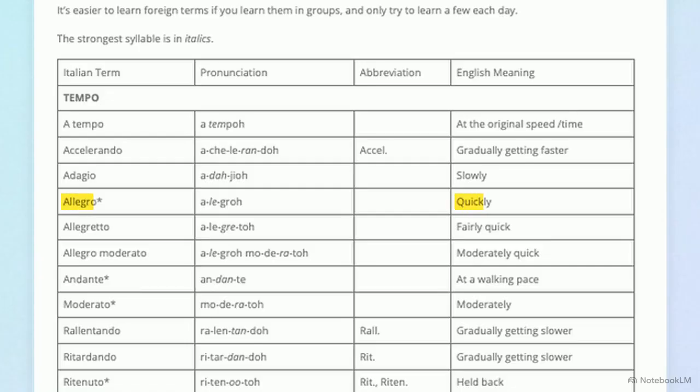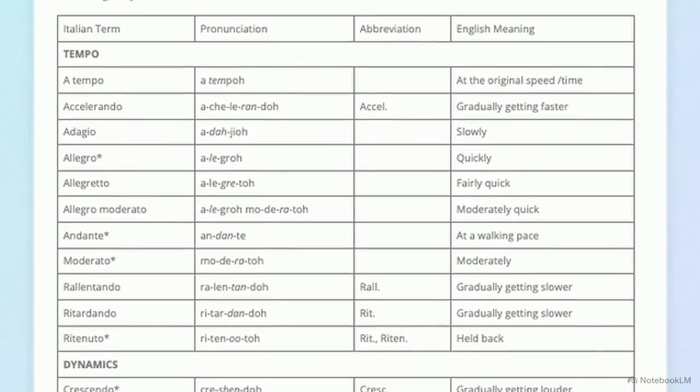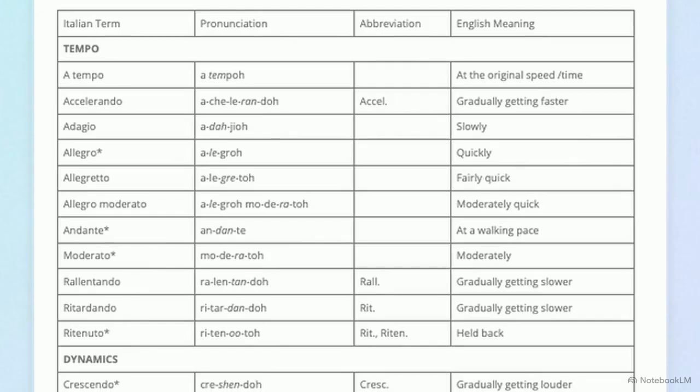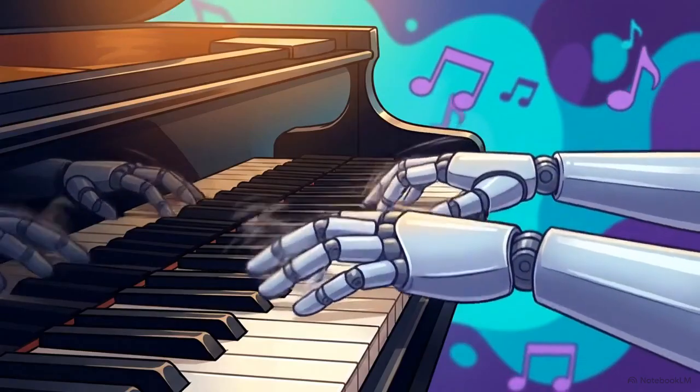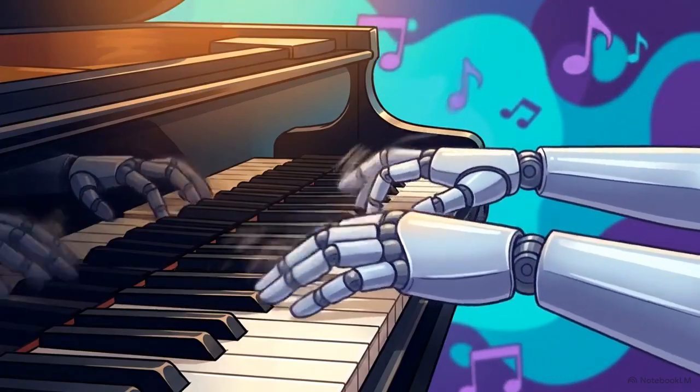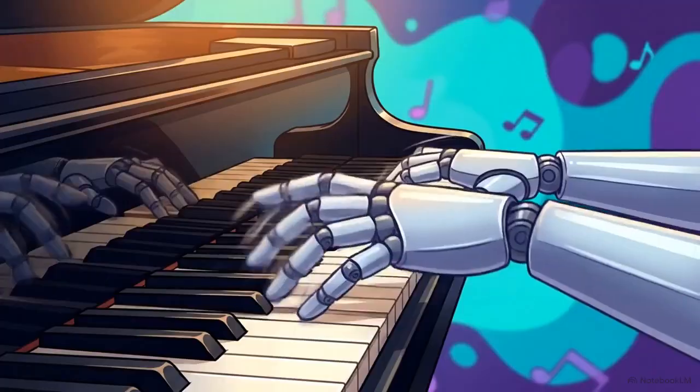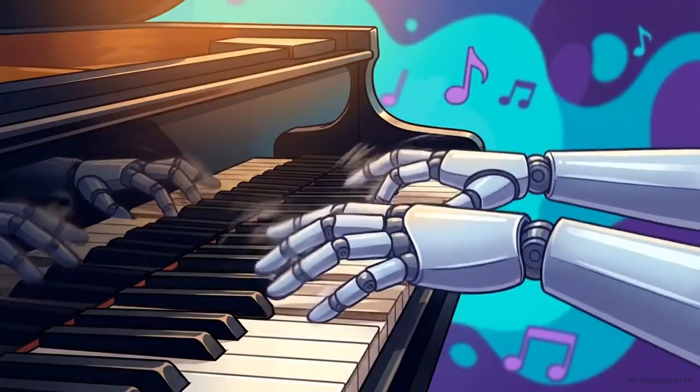When a piece needs energy, you'll see allegro, meaning quick. If you need it fast but not quite at top speed, the composer will write allegretto for a fairly quick tempo. Speeds rarely stay static. If a composer wants to build tension by gradually getting faster, they will write in accelerando.